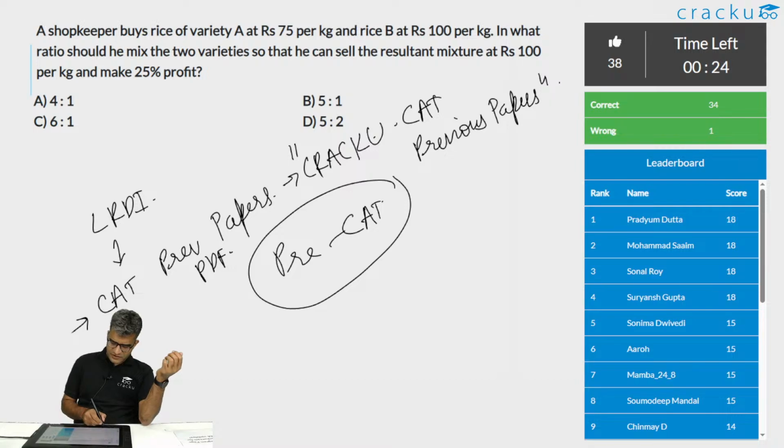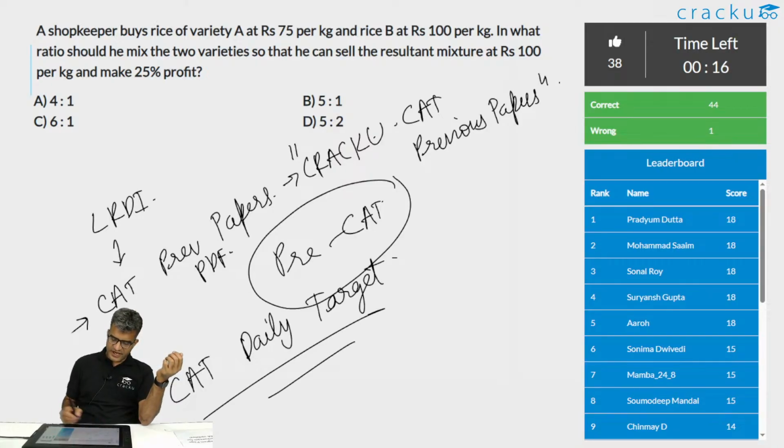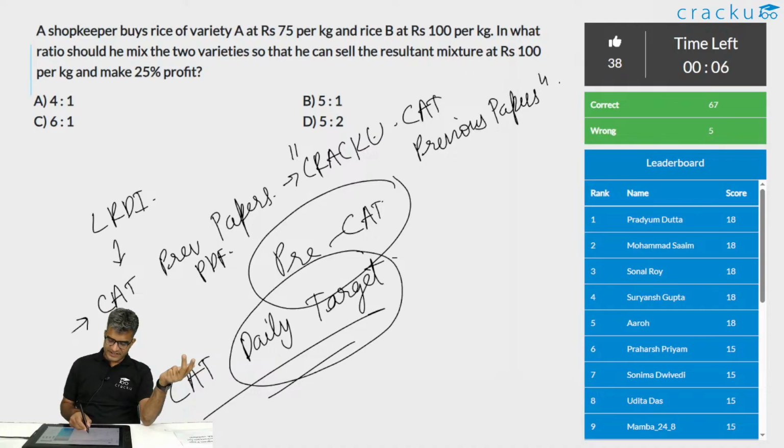The second very good resource is the CAT daily targets. We have the Cracku daily targets and these are taken by thousands of students every single day. So try to take the Cracku daily targets, especially for LRDI. In daily target, you get one test for Quant, one test for LRDI and one test for verbal, and all of them have detailed video solutions. So definitely take the daily targets, especially for the LRDI section. I think these two are very good resources for you to improve in LRDI.